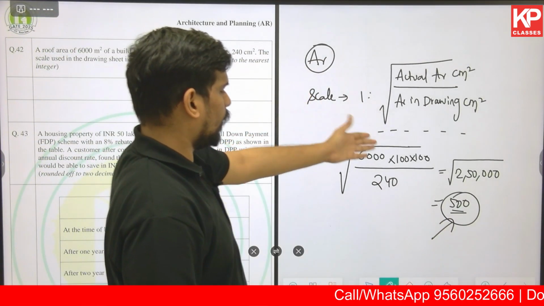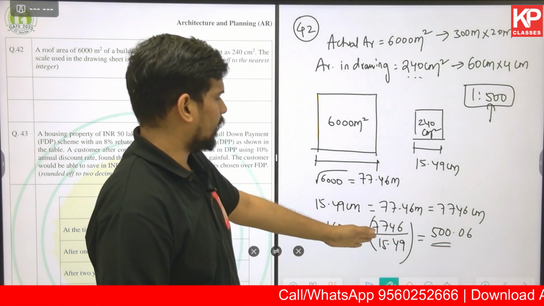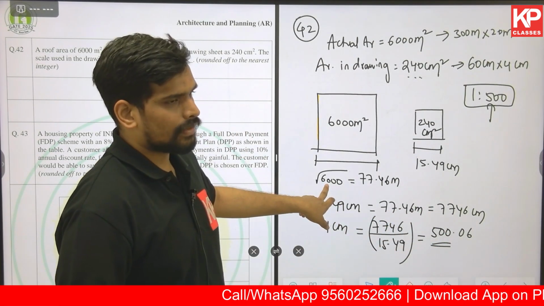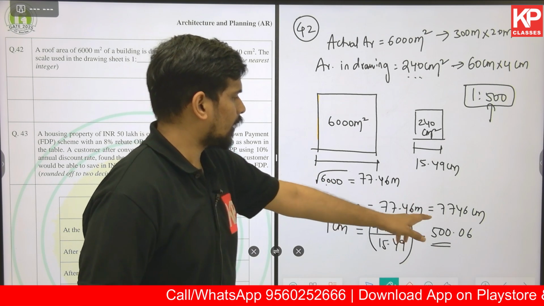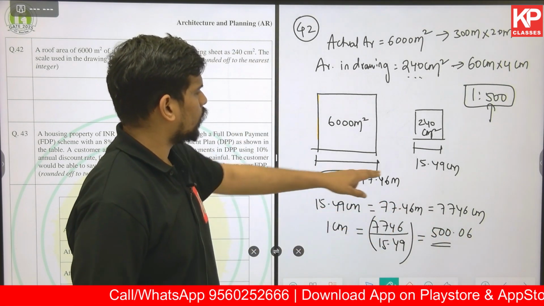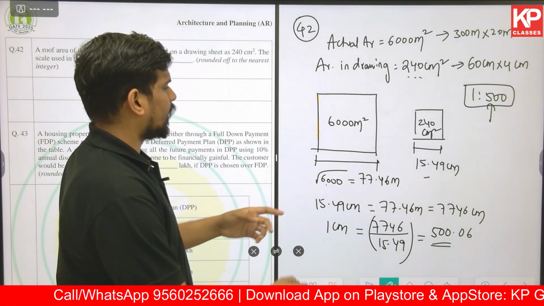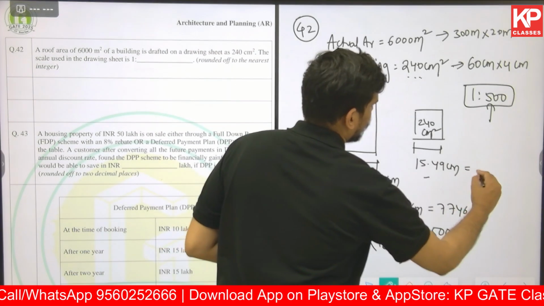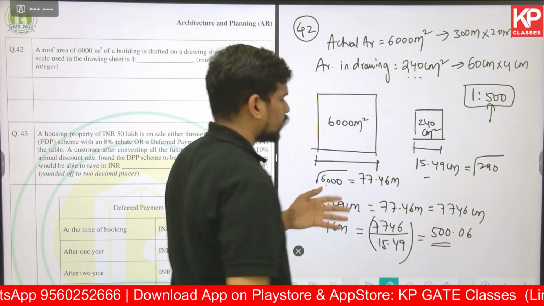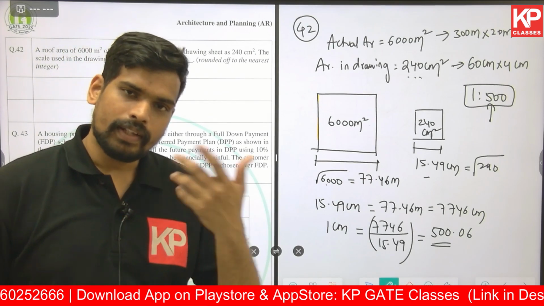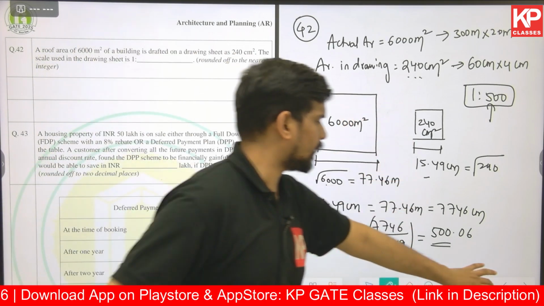Where are we getting this formula from? It is simply this thing itself. It is square root of 6000 converted into centimeters divided by square root of, how did I get this 15.49? This is nothing but square root of 240. So this is basically the conceptual part of it. Based on this itself, the formula is derived.